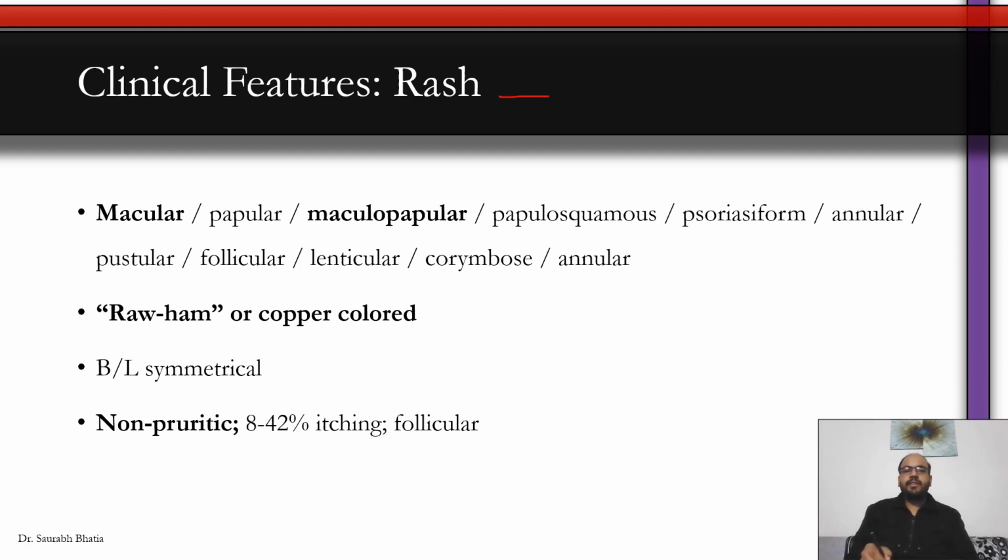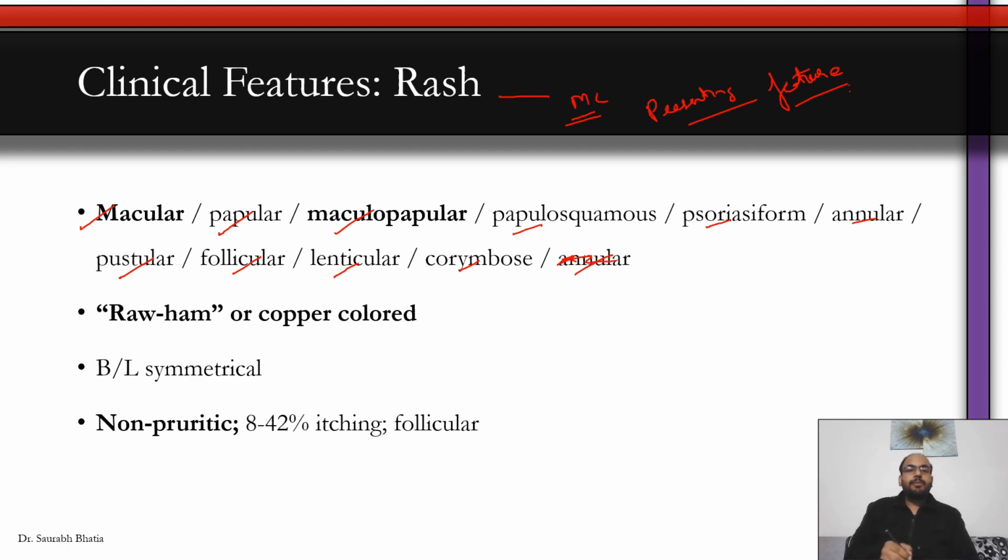As we have said, rash is the most common one, and it is the most common presenting feature also. So we need to know a bit more about the rash. Now rash can have a varied morphology. It can range from macular to papular to maculopapular, papulosquamous, psoriasiform, annular, pustular, follicular, lenticular, corymbose. I think I've repeated annular.